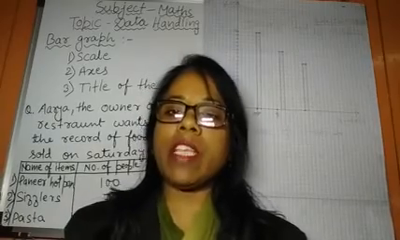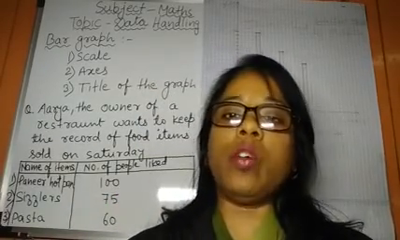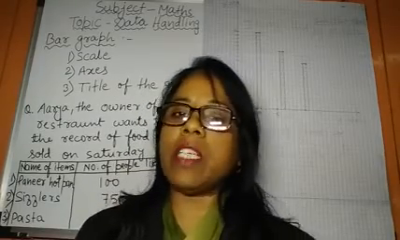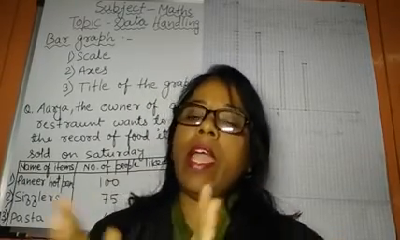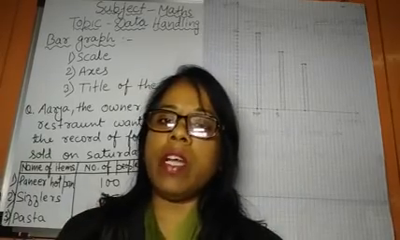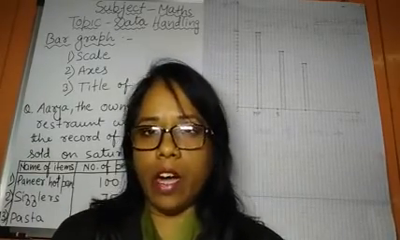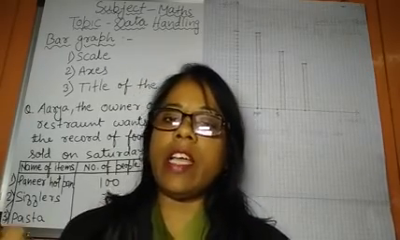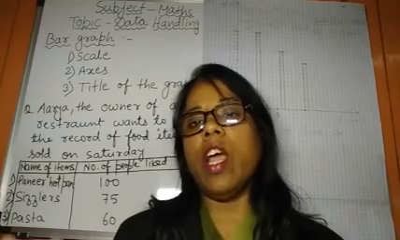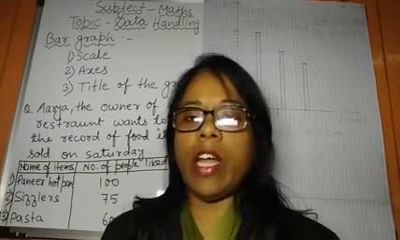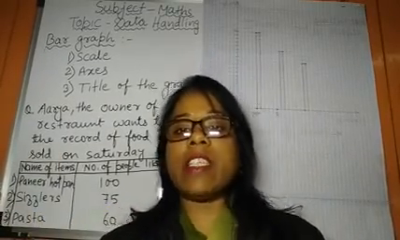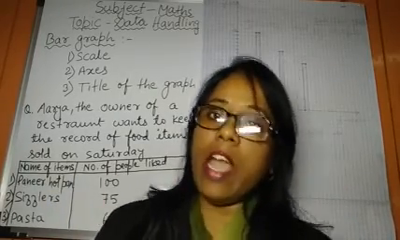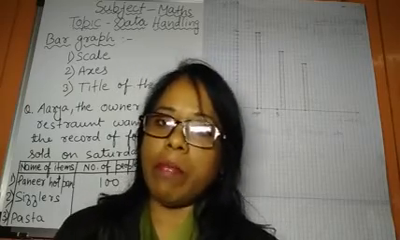Friends, in my previous video I explained data handling. So what is data? If you keep information of a group in the form of numbers, that is called data. But these numbers are in a haphazard way. They are not in ascending or descending order. So these numbers are raw data, but when we arrange this data in a proper manner, that is called data handling. Data handling can be done by different methods.